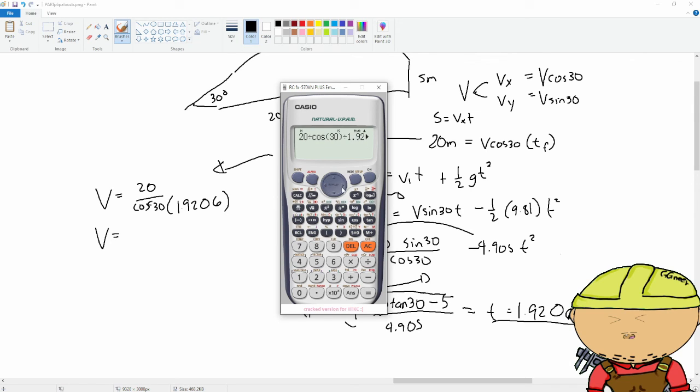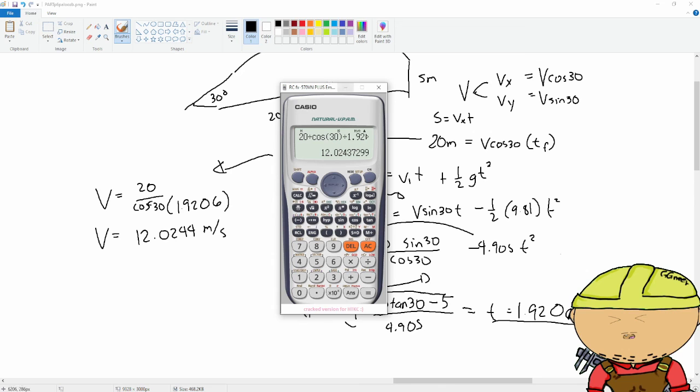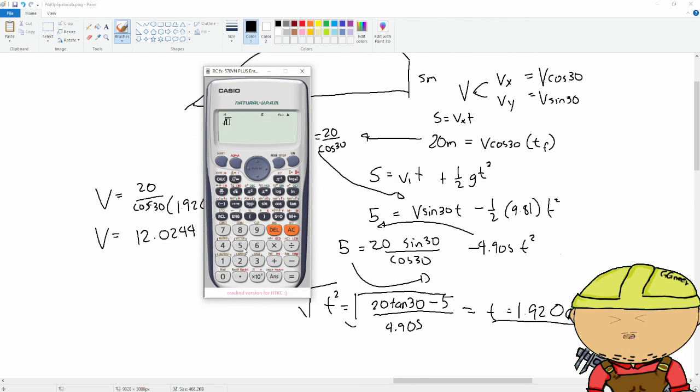12.02. Wait, is that the real answer? 20 divided by cosine 30 divided by 1.9006. V is equal to 12.0244 meters per second. Okay, double check. 5 meters above, V sine 30, 20 cosine 30 below V t_f, minus 4.905. I think that's correct. Let me just do this again.